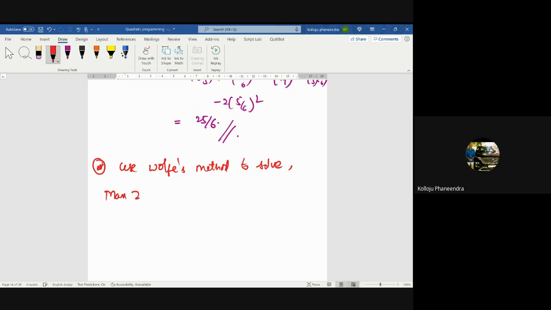maximize z equal to 2x1 plus x2 minus x1 square, subject to the constraints 2x1 plus 3x2 less than or equal to 6, 2x1 plus x2 less than or equal to 4. Two constraints are here. Okay, same procedure. Try to solve this problem. I will solve this problem and post it to you. Any doubts?